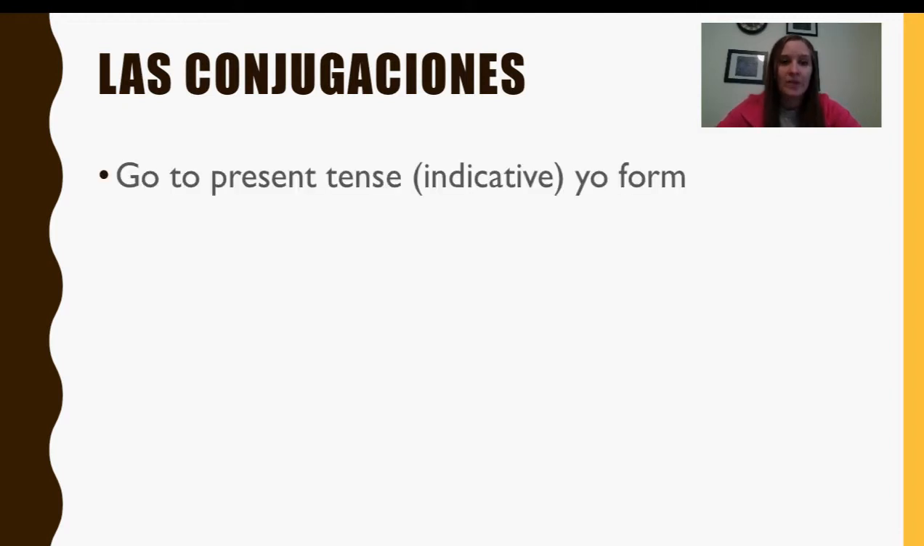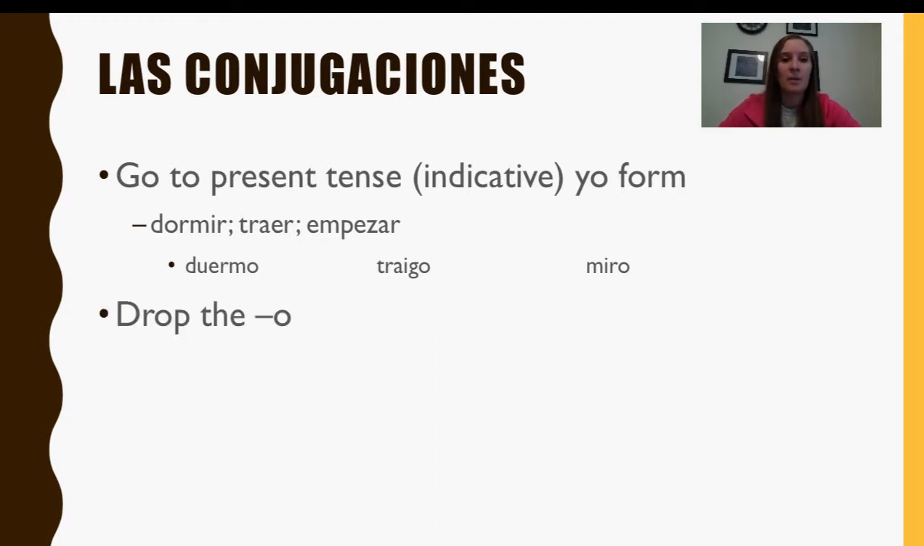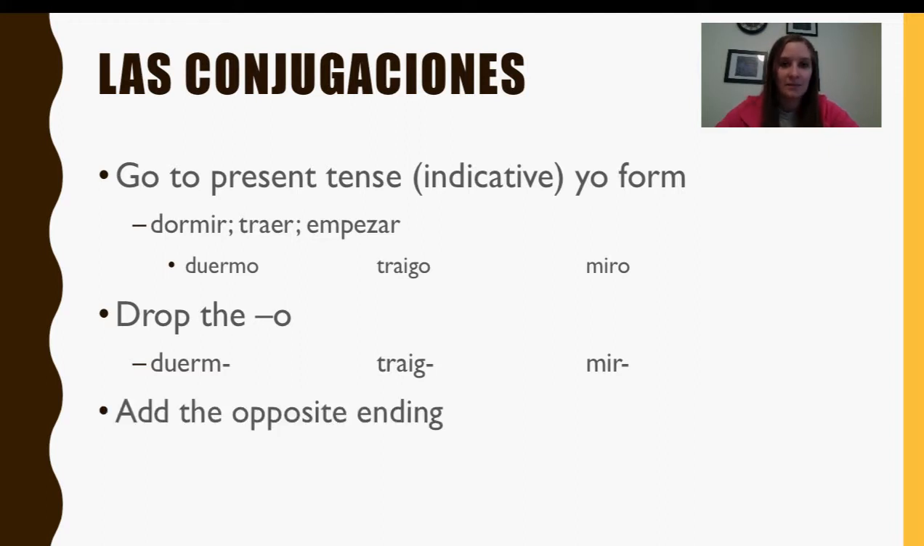What you do, you go to the present tense indicative yo form. Por ejemplo, with dormir, traer, mirar, let's go to the yo form. Present tense, yo is duermo, traigo, miro. Okay? Next step, you drop the o ending. So we have duerm, traig, and mir. Finally, you add the opposite ending. So for an ir verb, you would add an a, and the other ones you would add an e. So we have tú, por ejemplo, duermas, tú traigas, tú mires.